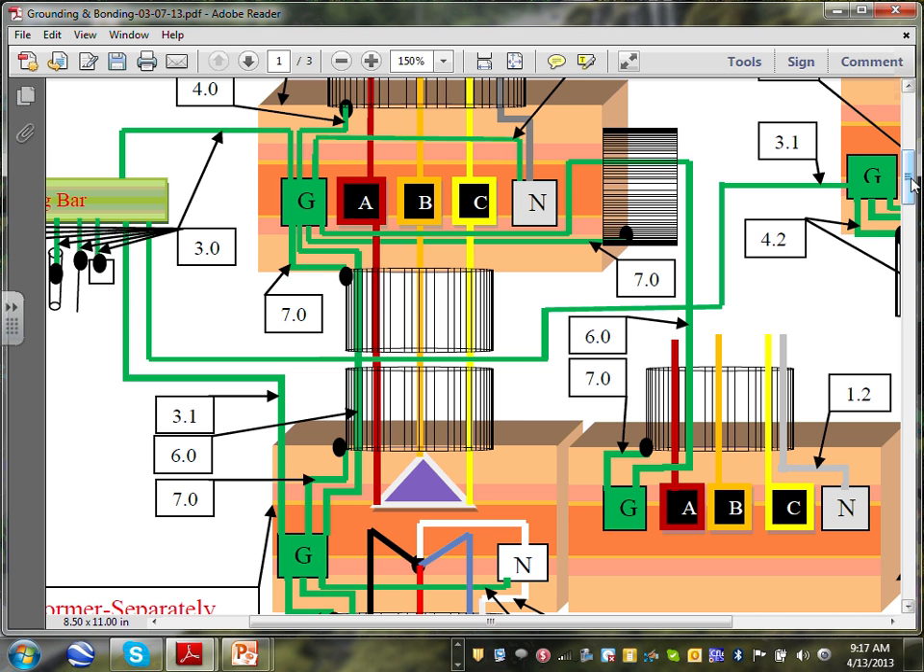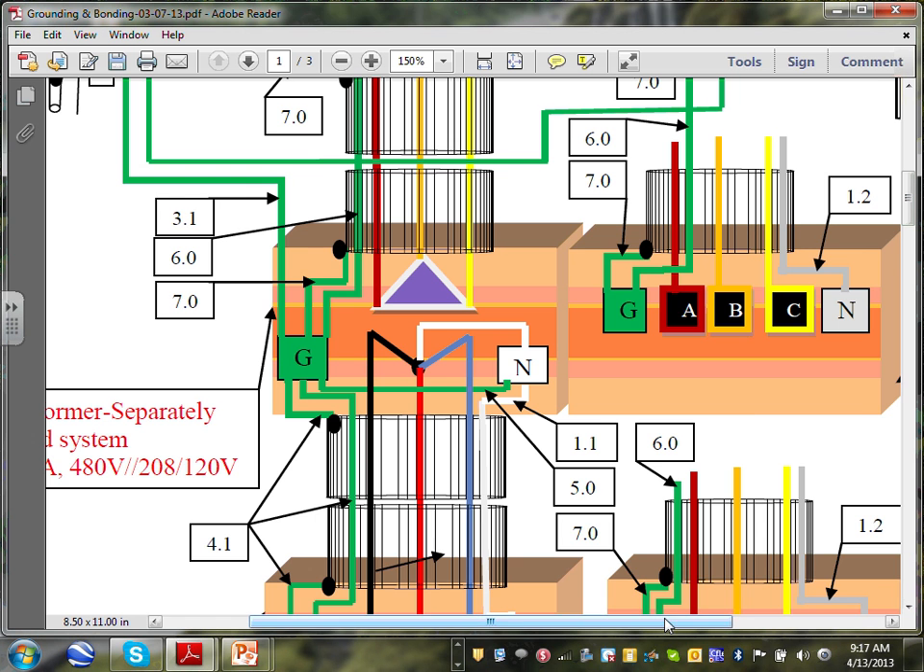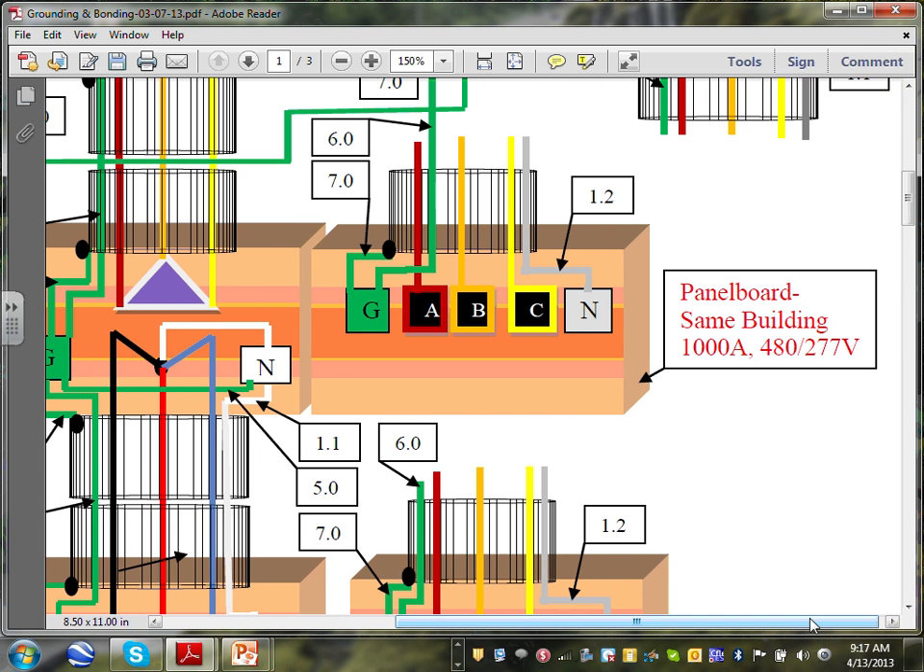Really, it's the same method. So let's go to this one. This one happened to be, we call it panelboard, same building, 1000 amp. Would it make a difference if it was 208/120 or 240/120 single phase? No difference in terms of the calculation. The numbers will be different when you calculate, but the method is the same.